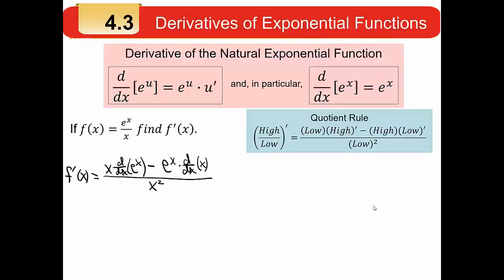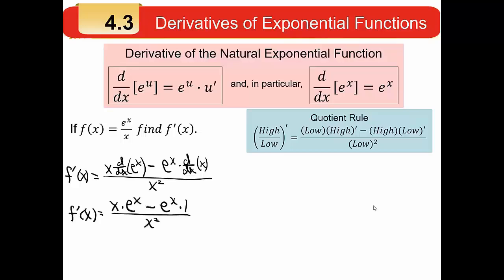Well, low is x. Then you've got to multiply that by the derivative of high. Well, high is e to the x. So that's the derivative of e to the x. Minus, then you reverse it. You take high, which is e to the x, multiplied by the derivative of low. That'd be the derivative of x, all over low squared, which would be x squared. Again, remember, the derivative of e to the x is just e to the x.